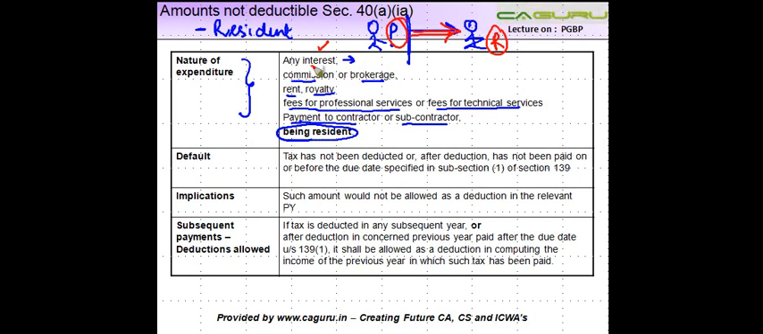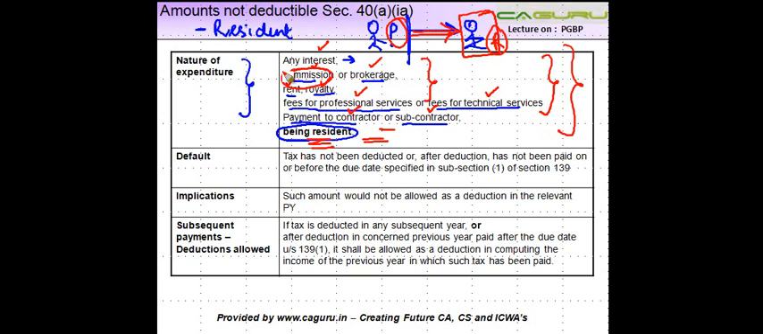So it could be interest, commission, brokerage, rent, royalty, fee for professional services or fee for technical services, payment to a contractor or a subcontractor, right? Being a resident. So this person who is receiving the payment is supposed to be a resident. So let's say these conditions are satisfied. You're making a payment which falls within these.